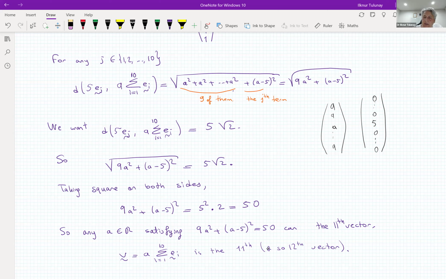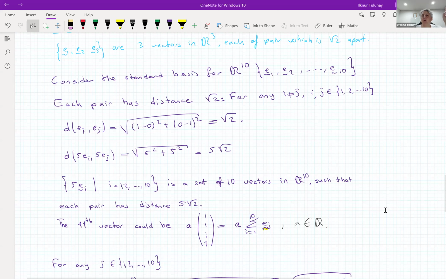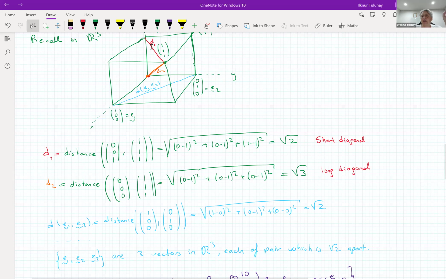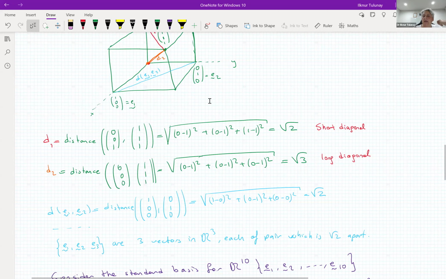Any A in the real numbers satisfying this condition can give the 11th vector. This is a sensible choice to make. And why is it sensible? Because we looked at the R3 case and we realized that this point is special. And we would like to apply this idea in R10, right?